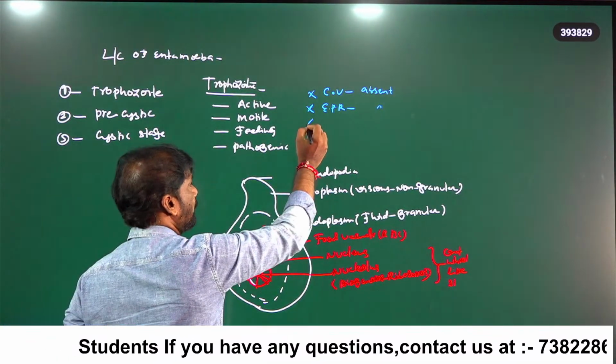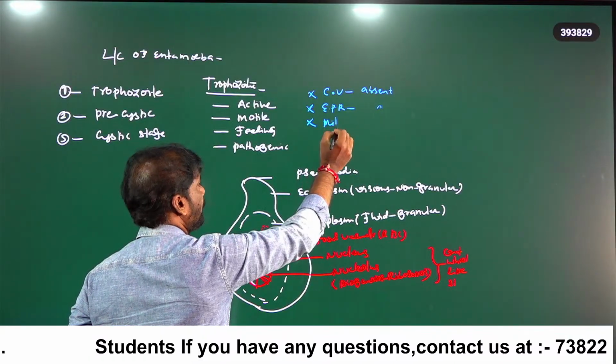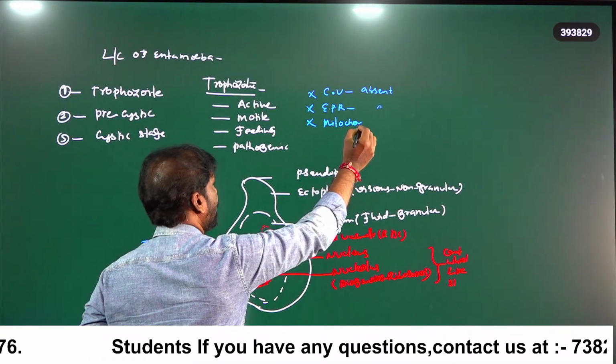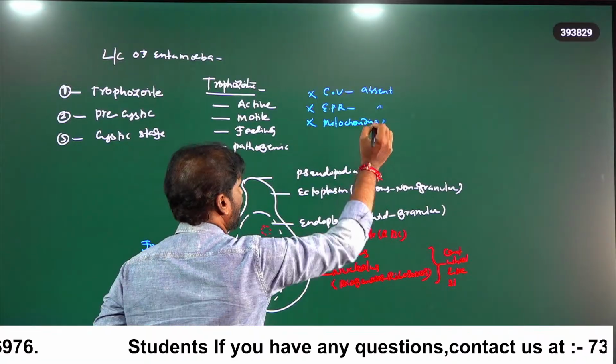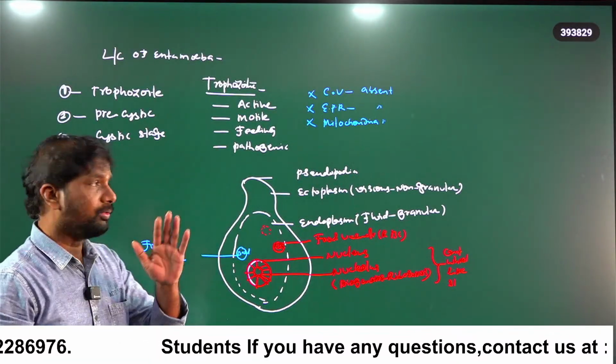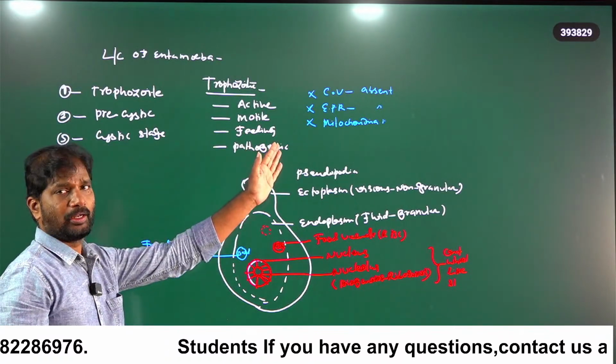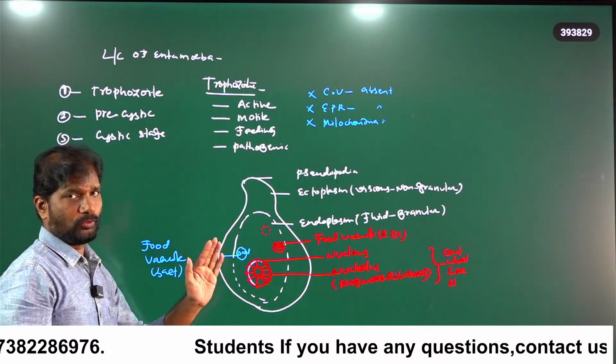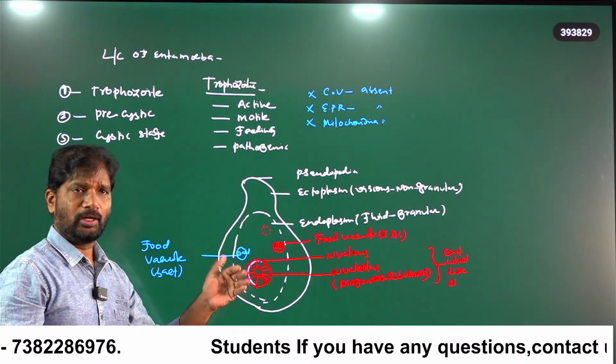And the third one, a very important cell organelle, that is the mitochondria, is also absent. So these are the major cell organelles absent in this trophozoite. The remaining cell organelles are present.